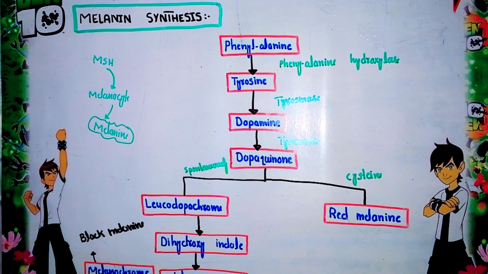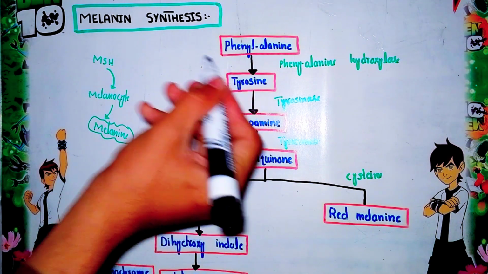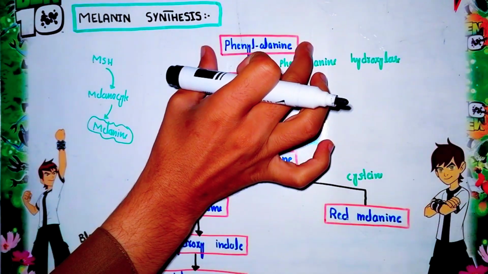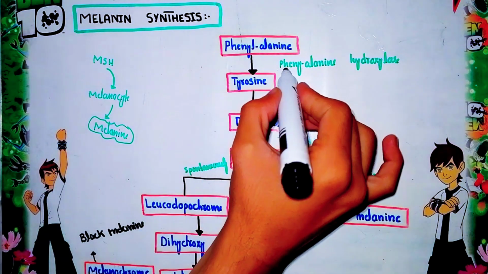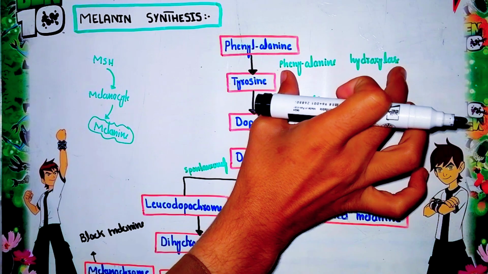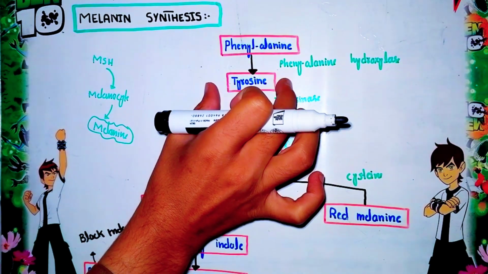Inside our body we have an essential amino acid called phenylalanine. This phenylalanine is converted into another amino acid called tyrosine. An enzyme acts on this phenylalanine and converts it into tyrosine. The enzyme is called phenylalanine hydroxylase. This hydroxylase enzyme acts on the phenylalanine and converts it into another amino acid called tyrosine.